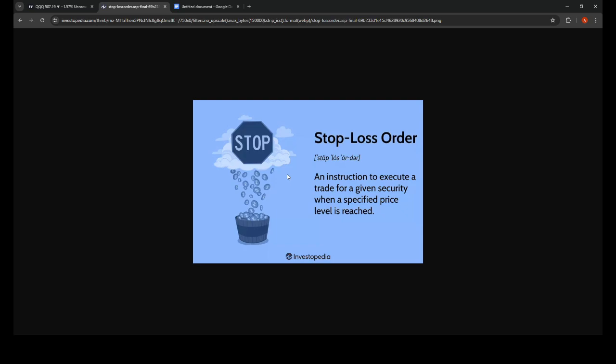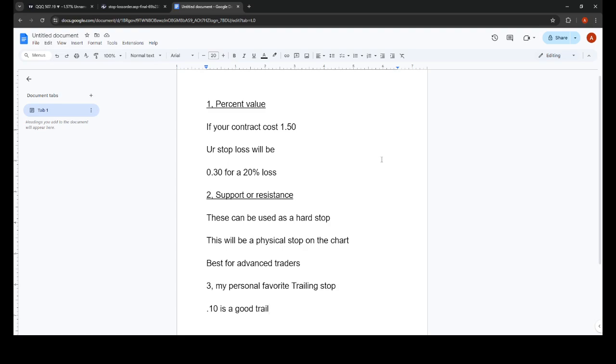So this is going to be the actual definition for stop loss. An instruction to execute a trade for a given security when a specific price level is reached. So that's pretty self-explanatory. I'm going to go over three different order types you can use. Number one is going to be very good for beginners, percent value.